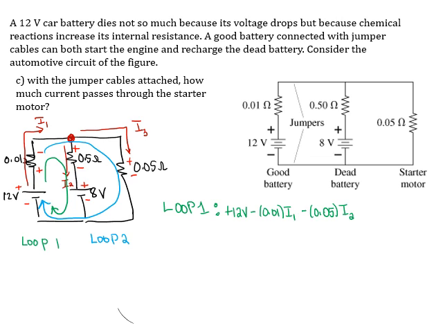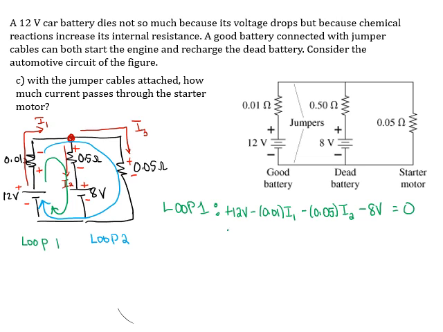Notice that our loop goes from plus to minus, so going with the orientation of our loop, which is down through this branch, we get a drop over that battery. So you have to be really careful about your signs when you're doing your Kirchhoff's laws problems. Thinking ahead, I know I'm going to have to do some algebra here, so I'm going to rewrite this expression and solve it for I2.